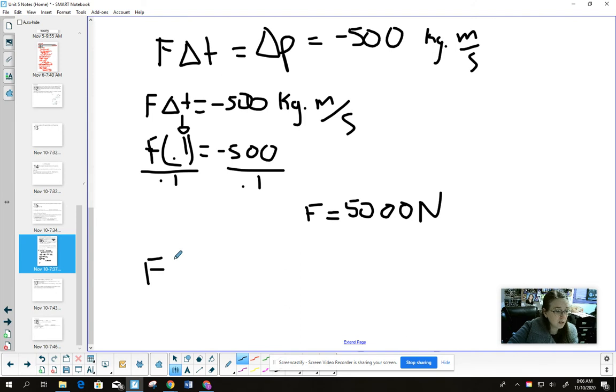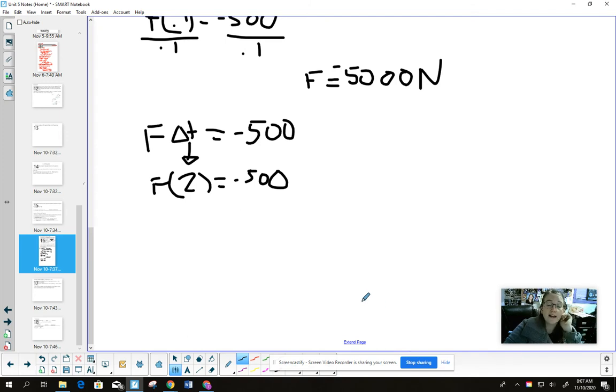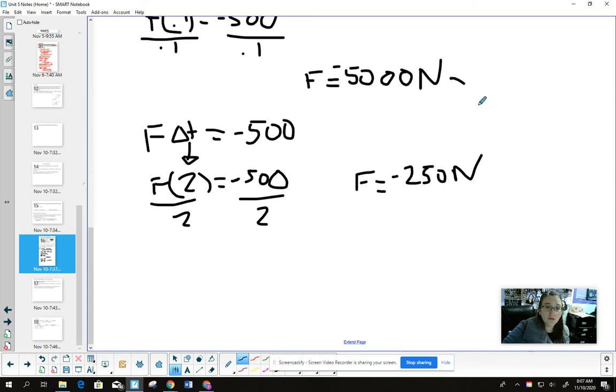So force times change in time still equals the change in momentum. He still has lost all his momentum, right? He came to a stop. It's just that now he comes to a stop in 2 seconds. Go ahead and find the force. I'm going to keep that a negative, sorry. Go ahead and find the force now that his body would feel. Okay, so divide by 2. So the force he feels in this case is only 250 newtons. So that is a huge decrease of the force that they have to feel. It's going to hurt a lot less.